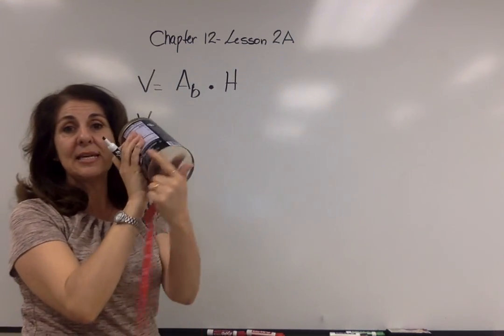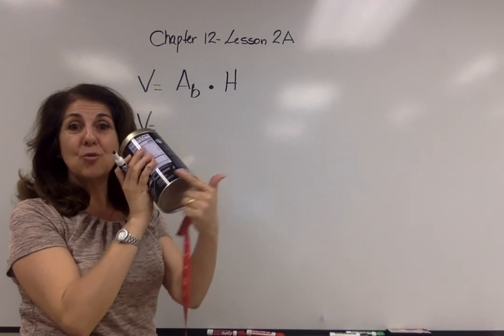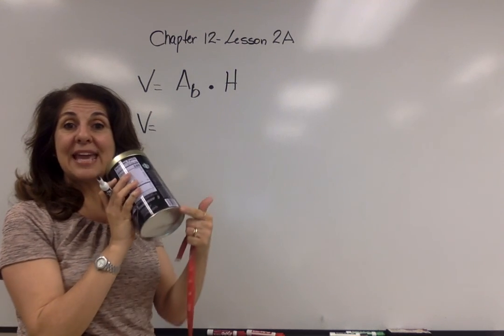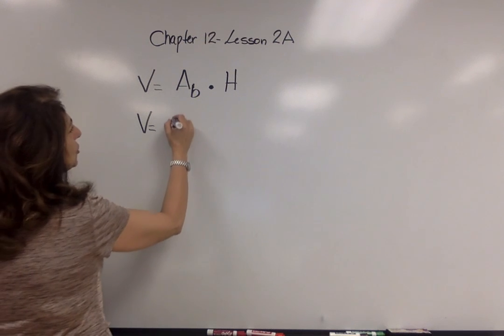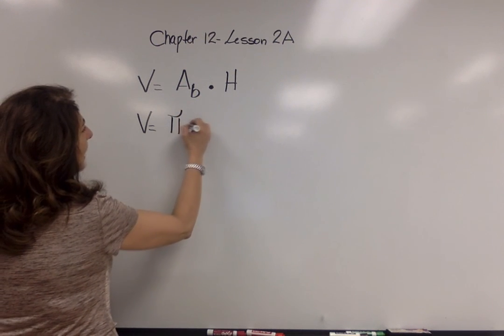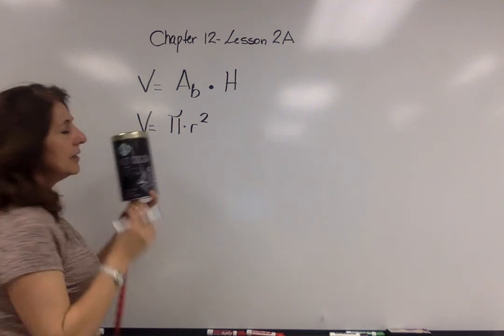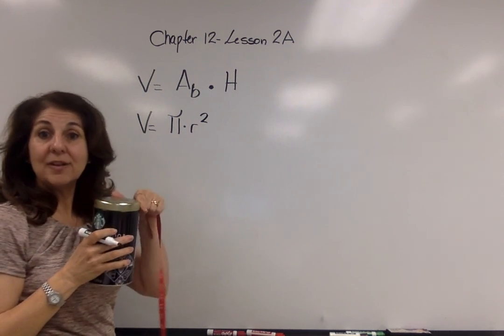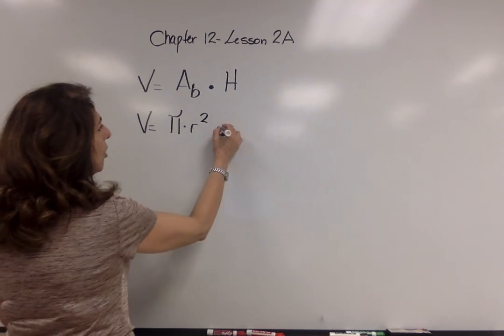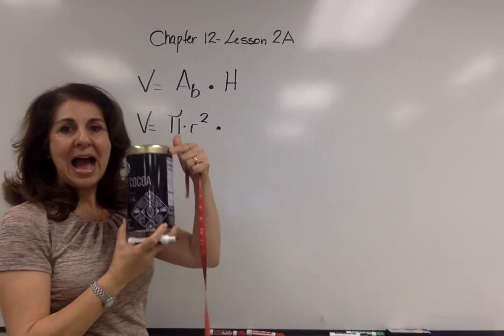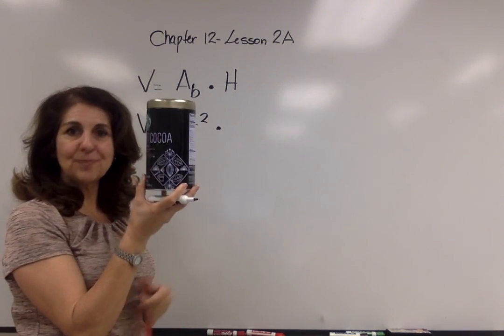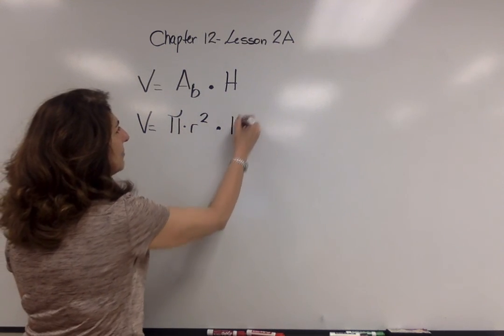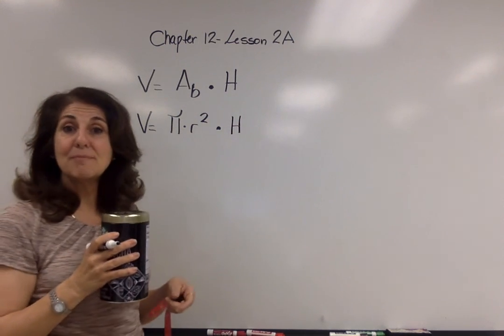My base is round. So my base, I will have to find the area of a circle. So I will have to use which formula? Pi times r squared. That gives me the area of the base. And then I will multiply by the height. Look, this is the height of my cylinder. So I will multiply by the height of my cylinder.